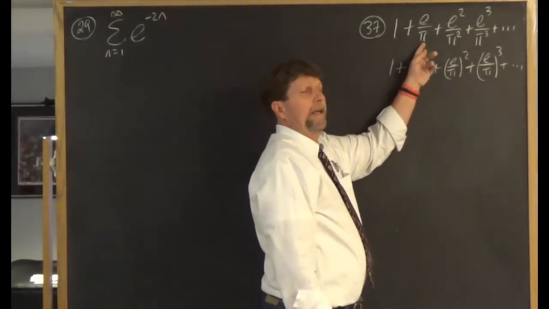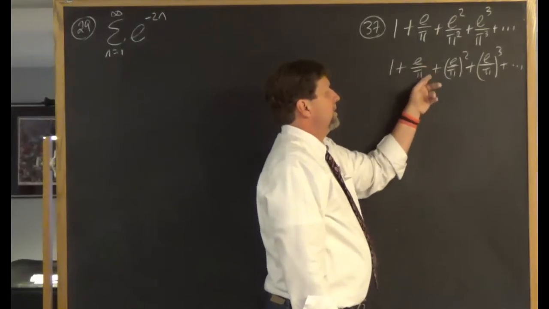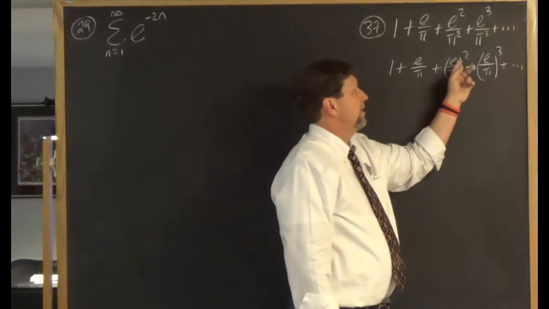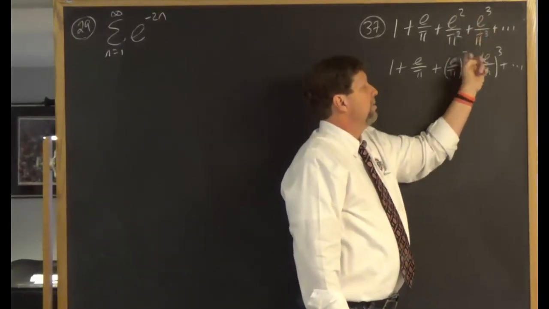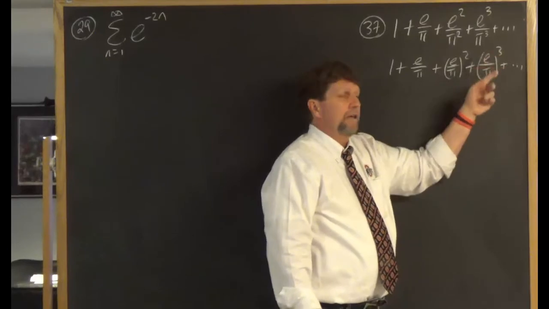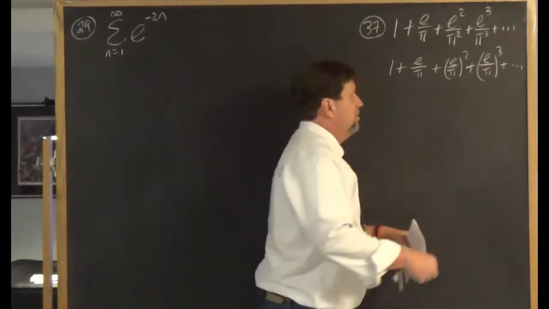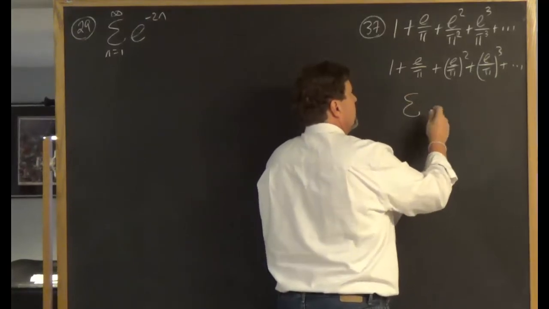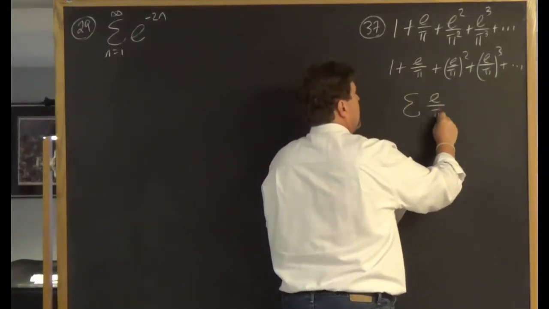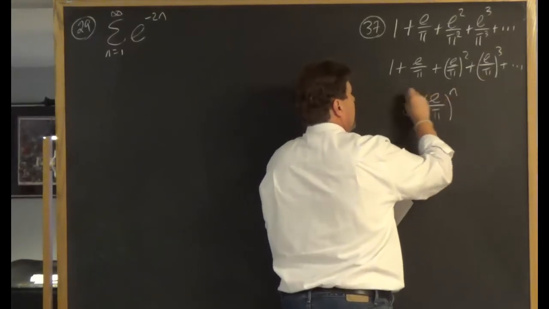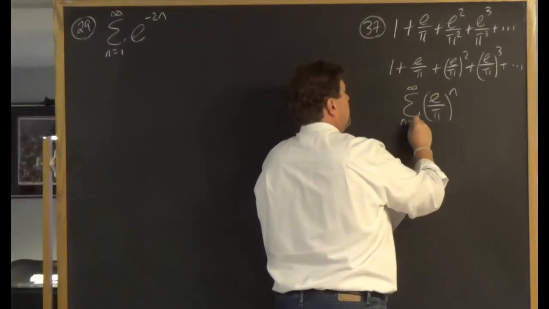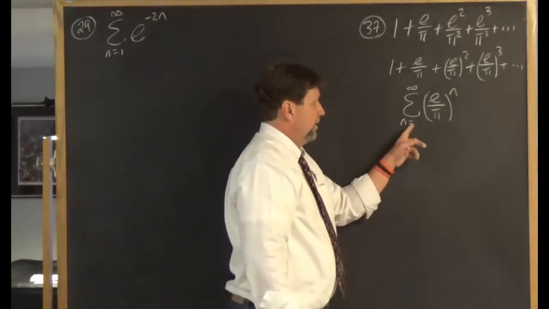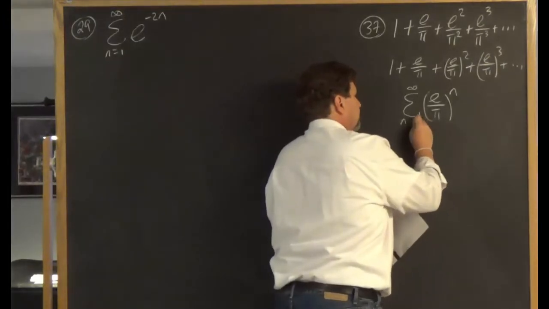I could rewrite e over pi as e over pi with an exponent of 1, but e squared over pi squared is e over pi squared. E cubed over pi cubed is e over pi cubed. I think I'm seeing a pattern, so I could write it in sigma notation. It looks like the sigma notation is just e over pi to the n. Now, the starting value for n. It looks like I am starting at n equals 0.